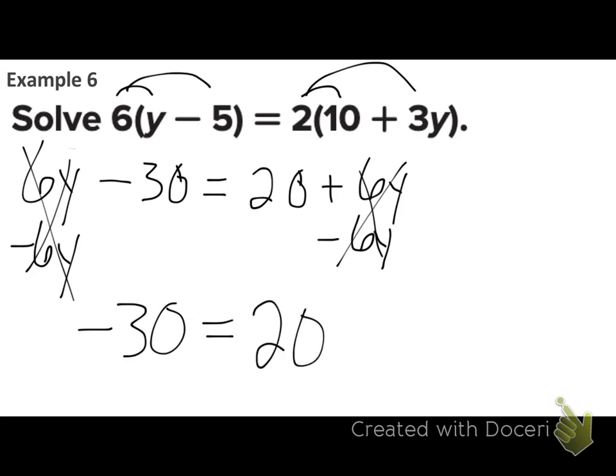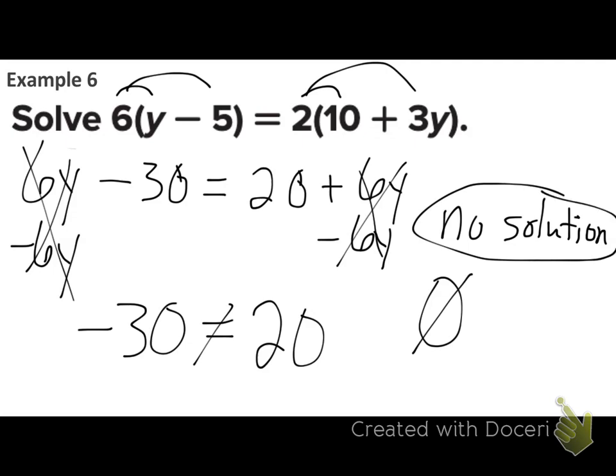On the right side, what am I left with? 20. This is why I want you guys to always deal with the variable first instead of your constants. Sometimes, when we're solving an equation, our variables cancel each other completely out. Negative 30 equals 20. Is that true or false? False. Negative 30 does not equal 20, does it? So, if your variables cancel each other completely out, and I get a false statement, my answer is no solution.